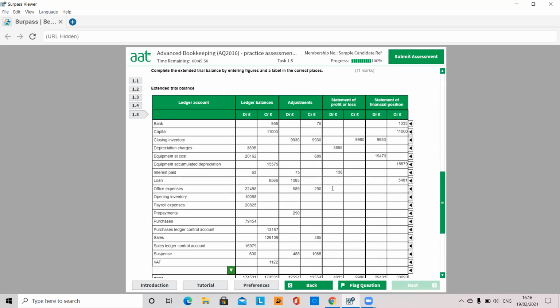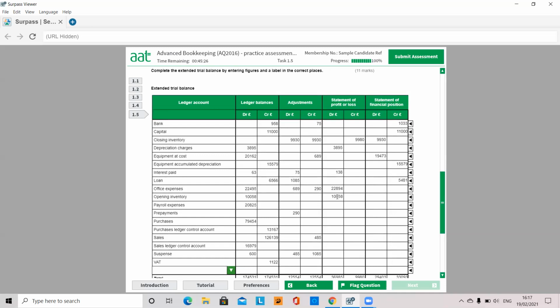So we know office expenses is an expense, as the name suggests, in your P&L, which is 22,894. Expense in your profit loss account. So closing inventory, we know that's on the credit side of the profit loss account. Our opening inventory is a cost of sale. So opening stock, so 10,058.